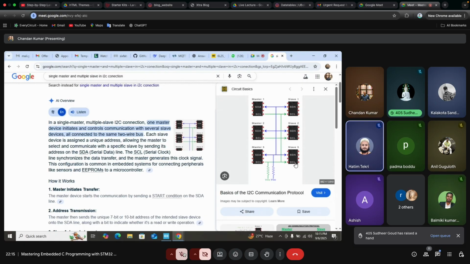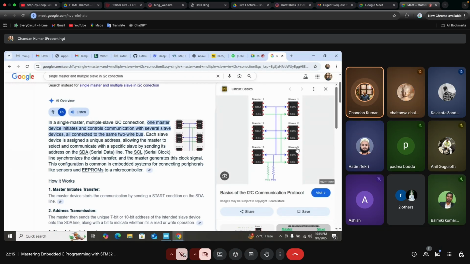Right? So what will happen here? This single master, it will control all these 3 slave pins. You mean in single wire we can connect multiple devices? Yes, just put some external jumper wires and you will connect it. Okay. So now what will happen?